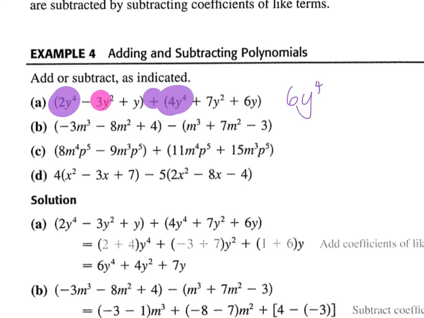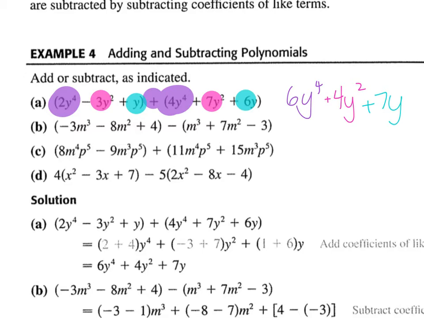Then I've got a y to the 2nd and a y to the 2nd. -3, sorry, plus 7 would be a positive 4y to the 2nd. And then a positive y and a positive 6y, they both have a y to the 1st. So I add positive 1y and 6y, and I get positive 7y.